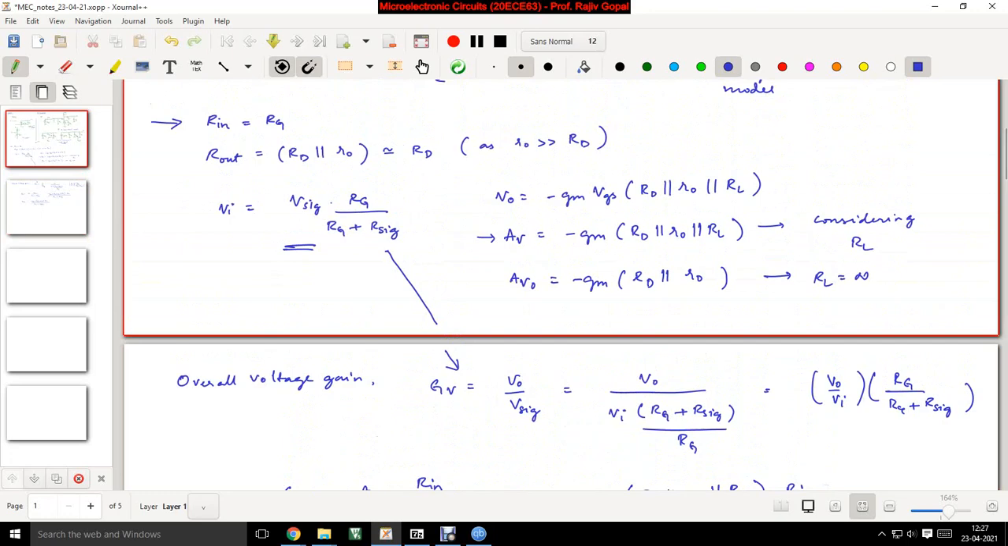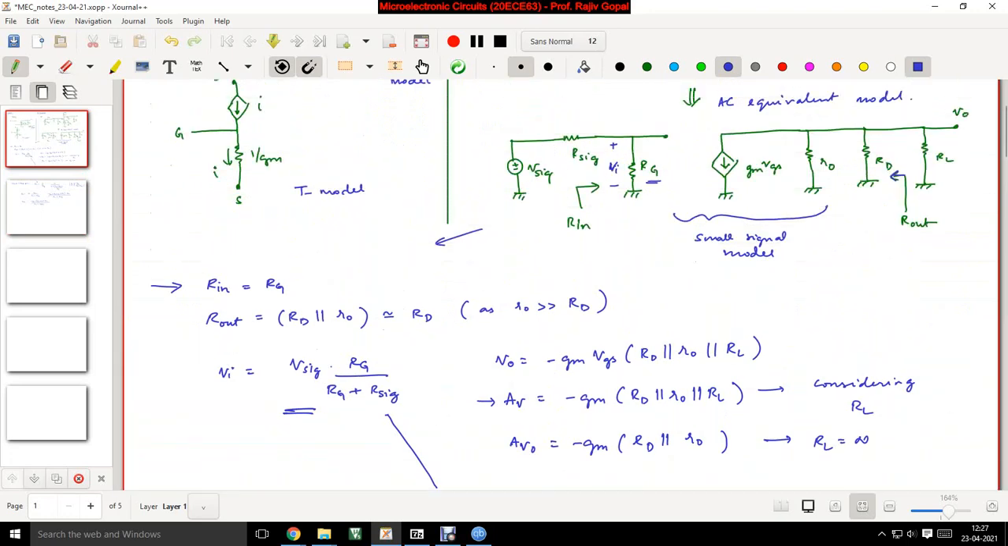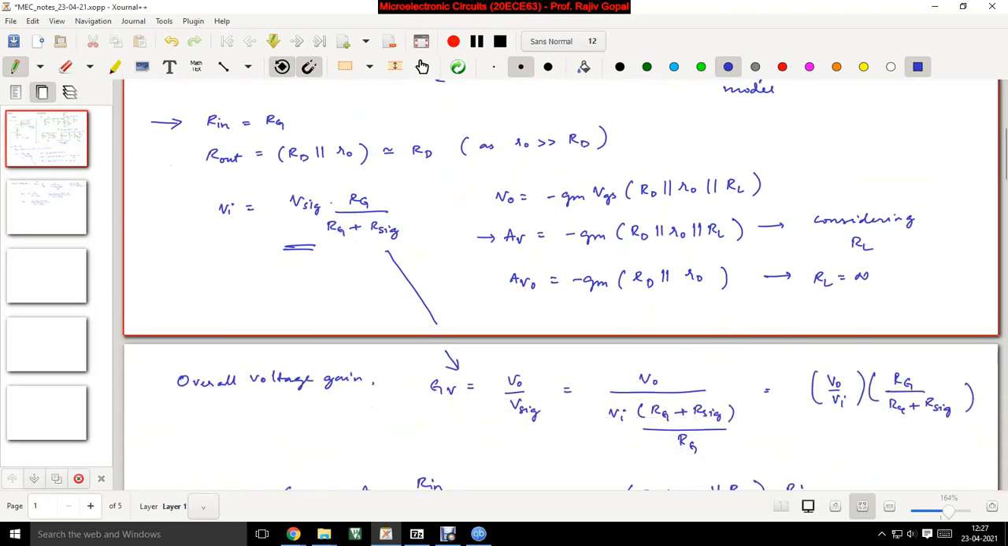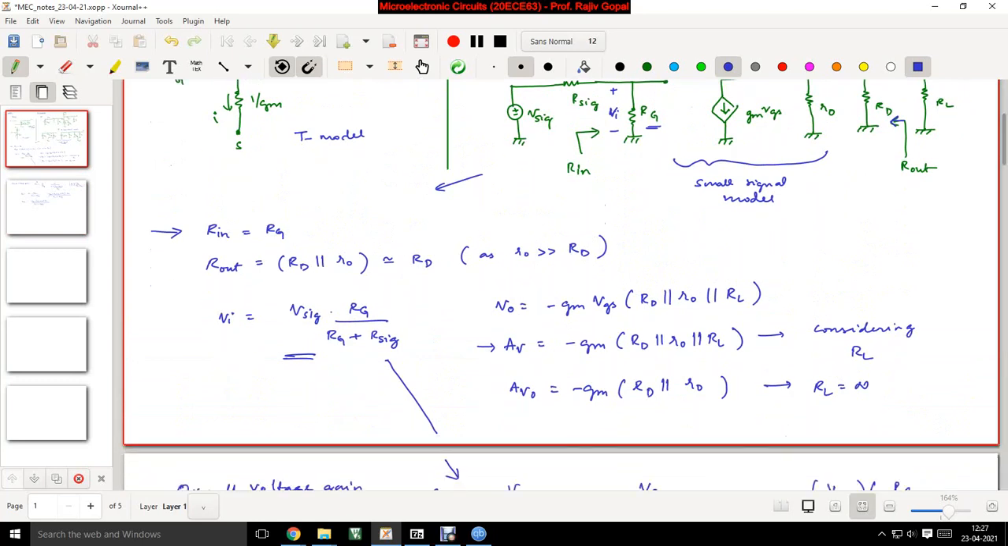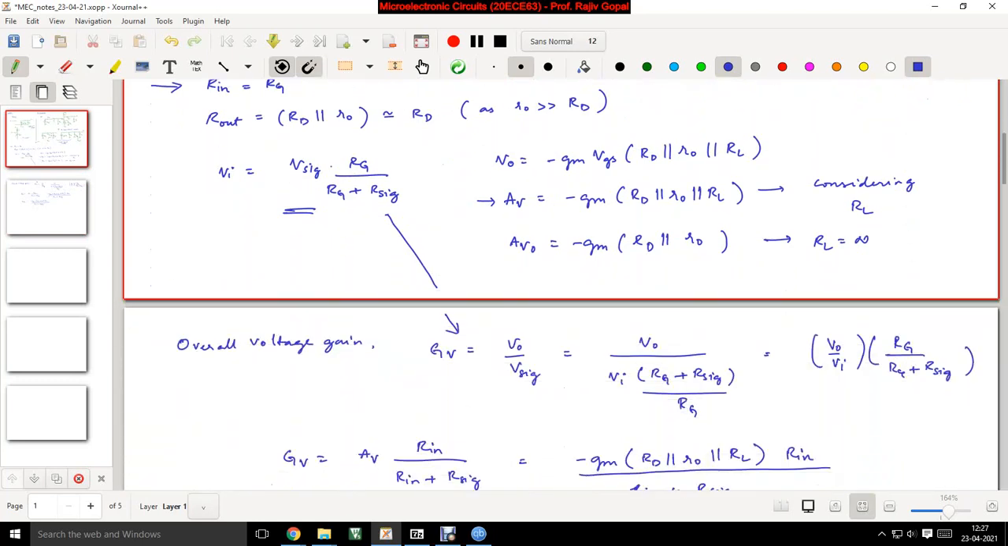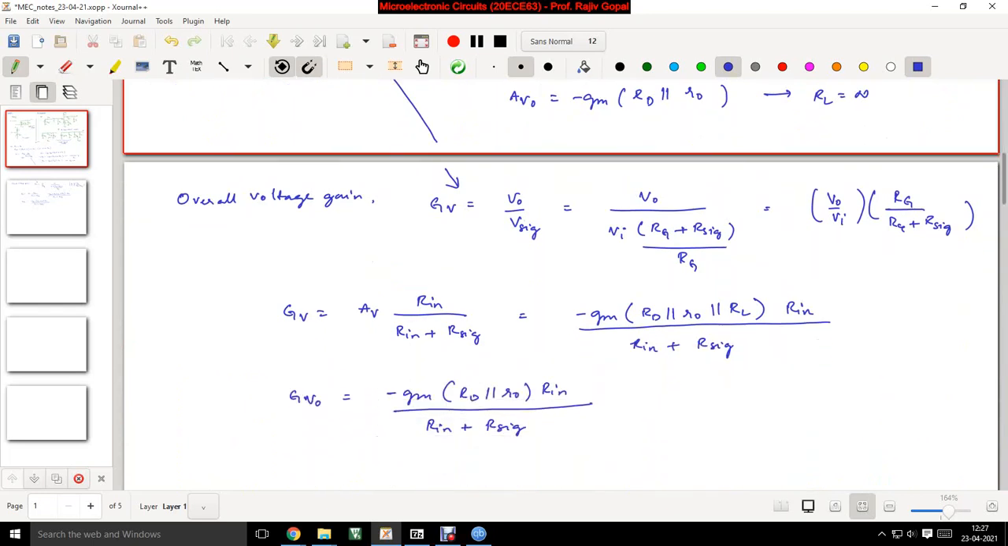See, the analysis is very simple actually, not very confusing. All you have to do is get a flow. Once you get a flow of this, you can use the same flow for solving problems also. So no need to memorize what is GV with respect to AV. You know what is GV: GV is V naught by V signal. AV is V naught by Vi. Find the relation between Vi and V signal, you will get GV. That's all.